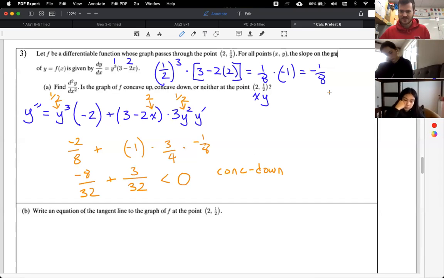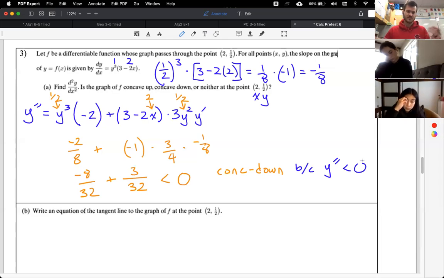And if you want to have the reason, I always love writing the reason right next to my final answer to make it easier for the AP graders, the person that's going to be grading your test, like Mr. Snell. I'll say because y double prime is less than 0.